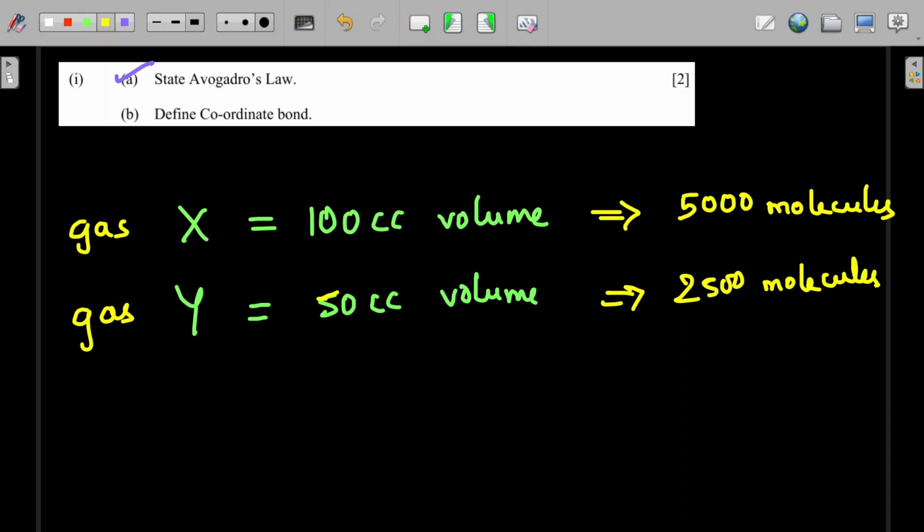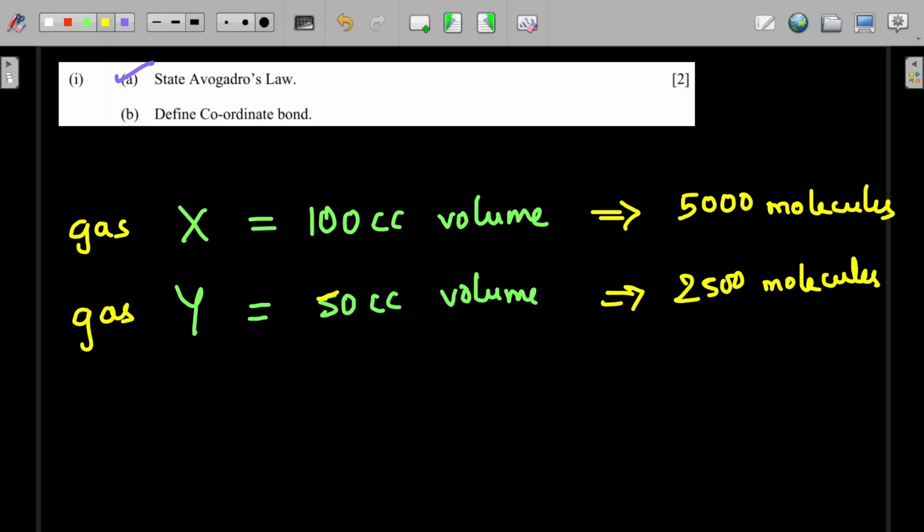What law you have used here to calculate it? Gas law. Which law? It is given there, na? Avogadro's law. See, if you know the Avogadro's law definition, it says under similar condition and temperature, same number of molecules.